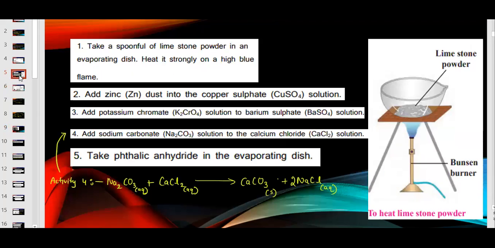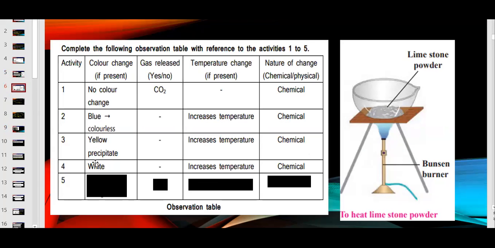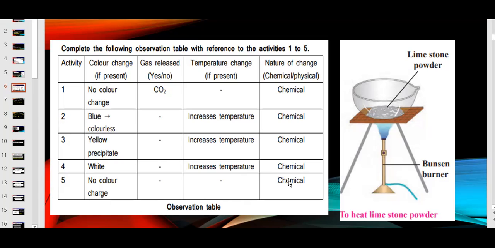And the last activity is take phthalic anhydride in an evaporating dish. Evaporating dish मतलब ऐसे चाय की जो बशी होती है ना वैसे ओपन डिश होती है, बाउल जैसा नहीं, प्लेट की तरह. So you are going to put phthalic anhydride in that dish. ऐसा करने से क्या होगा? No color change, the color will remain the same. There is no gas released after you put it there. No temperature change, and it is a chemical reaction. कुछ changes होंगे उसके अंदर, but it is a chemical change, not physical change.